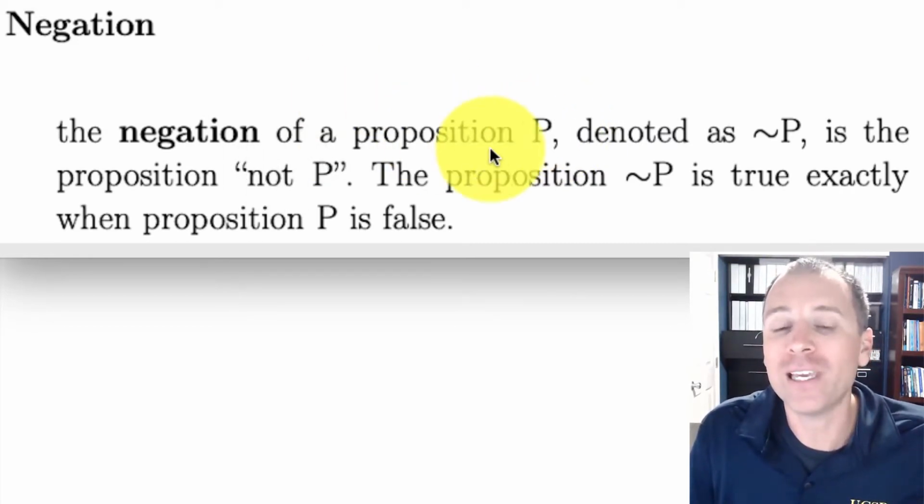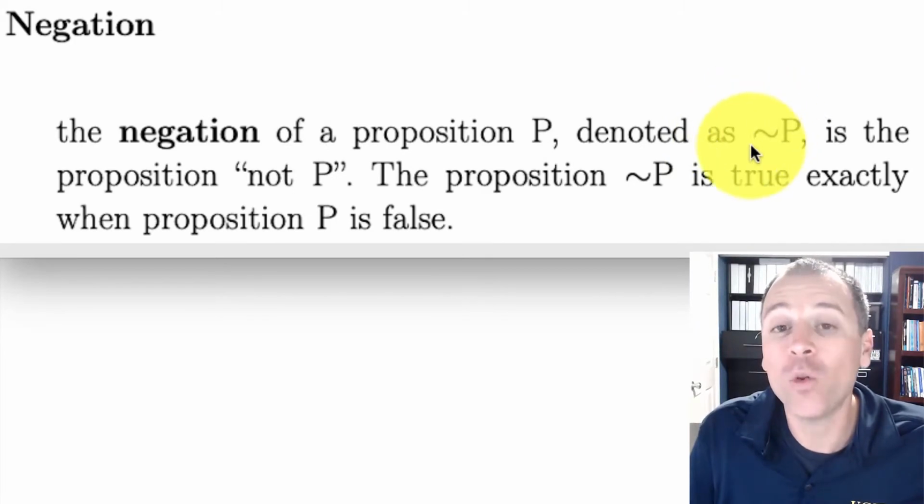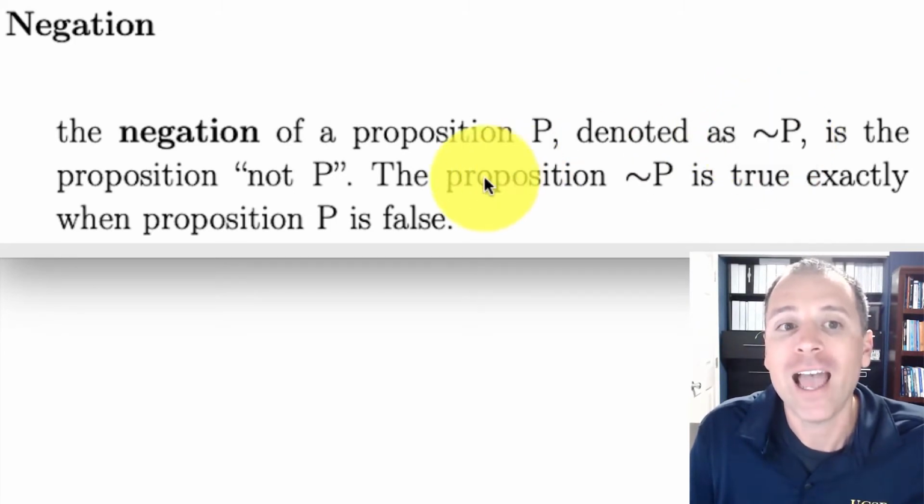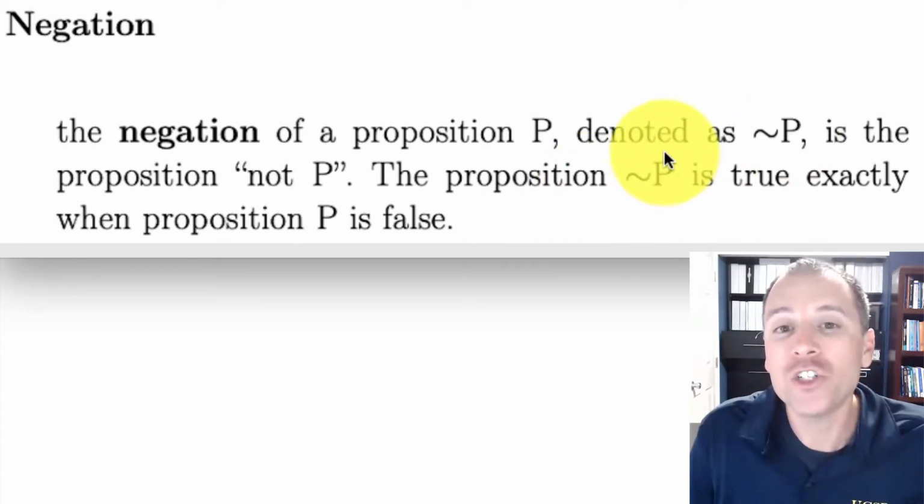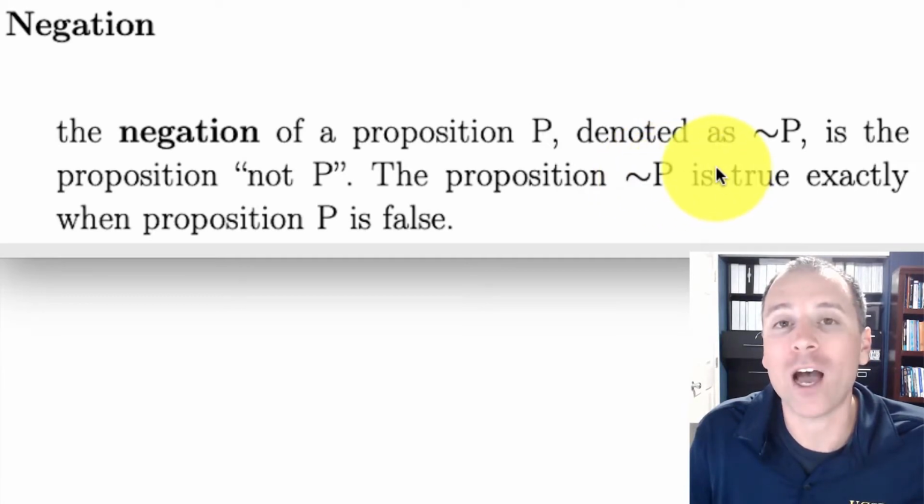The negation of P is denoted as tilde P, so this is a sideways squiggly mark, P. That proposition is called not P. So anytime we read the tilde P, we can read that as not P. The proposition not P is true exactly when proposition P is false. That gives us a rule to define when not P is true and when not P is false.